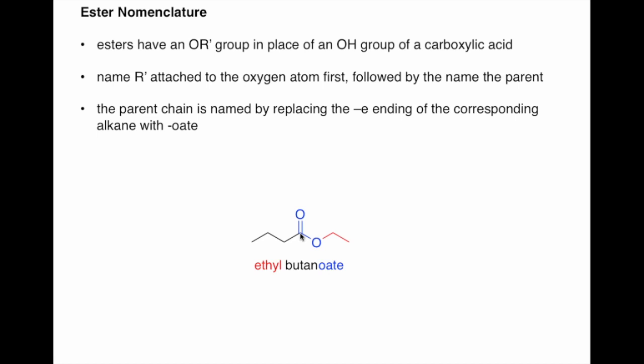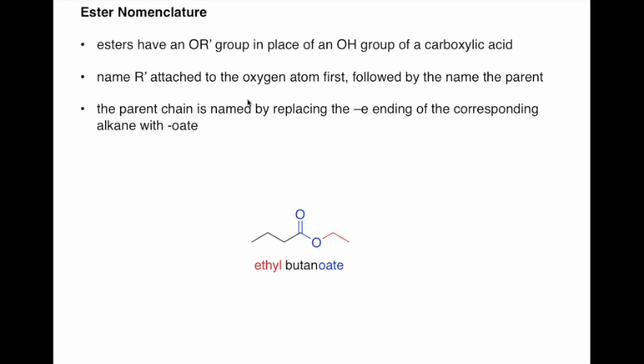So here's the carbonyl carbon. An OR group is attached to that on one side and a carbon on the other side. So it looks a lot like a carboxylic acid, but instead of an OH in this position, there's an O and then some carbon-containing group attached. We'll refer to this group as the R' group, so the OR' group.